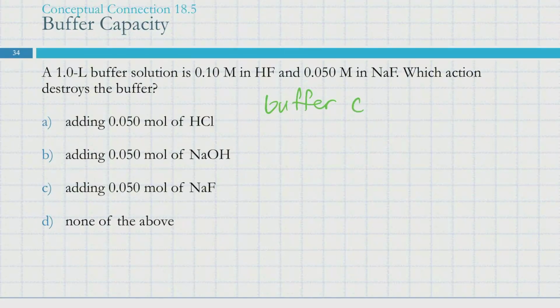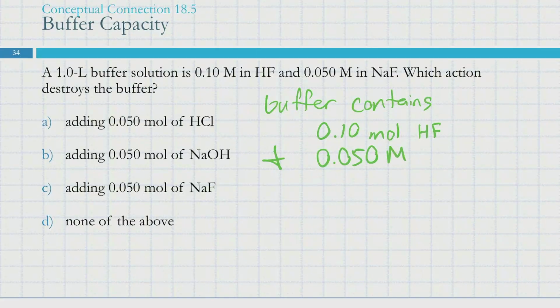Our buffer contains 0.10 moles HF, just doing the molarity times the 1 liter, and 0.050 moles of sodium fluoride. Getting rid of either of those two components makes it no longer a buffer. So the sodium fluoride, that's our base. The HF is our acid. They're both weak.